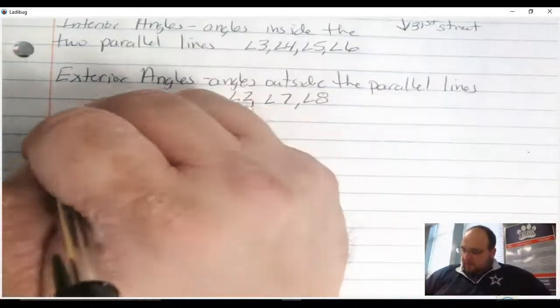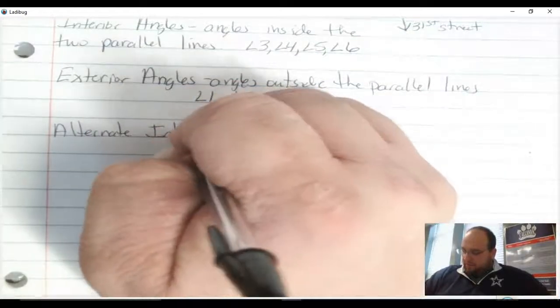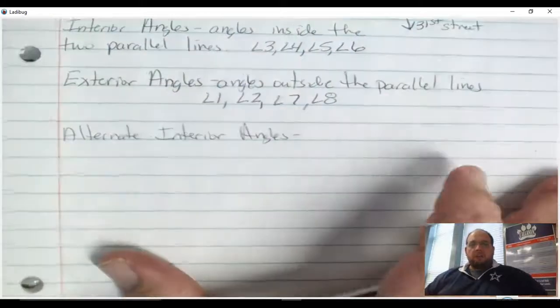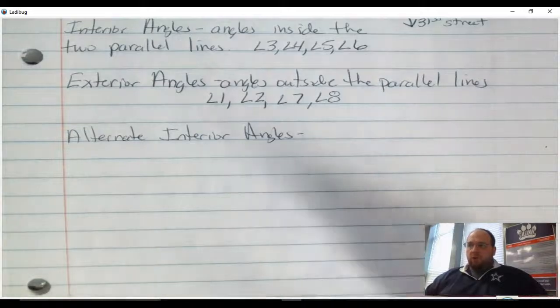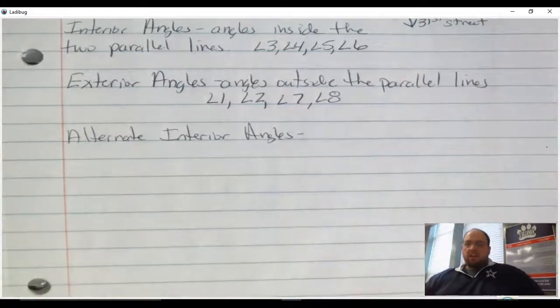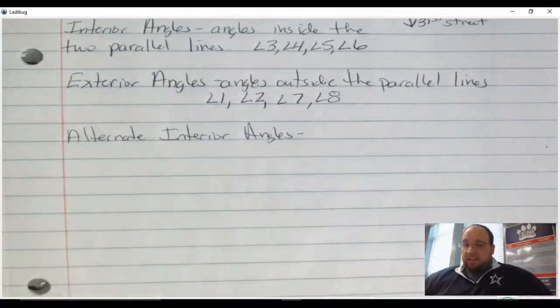Next, we're going to have alternate interior angles. If you don't know what it means to alternate, it basically means you take turns. So think about going through a revolving door. There's 4 people waiting to go in. The second person in the line waits for the first person to go, then the second person goes, then the third person, and then the fourth person. So basically you're alternating inside into whatever building you're going to.